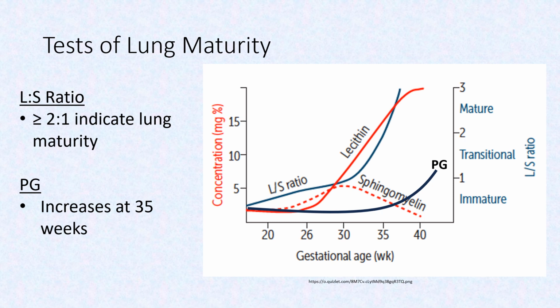With the LS ratio, lecithin is produced by the fetal lung while sphingomyelin is a non-fetal membrane lipid found in amniotic fluid which begins to decrease by about 32 weeks gestation. The higher the ratio of lecithin to sphingomyelin, starting at 2 to 1, indicates lung maturity. The presence of PG increases in production by about 35 weeks gestation. If it is present in certain quantities, this indicates lung maturity.